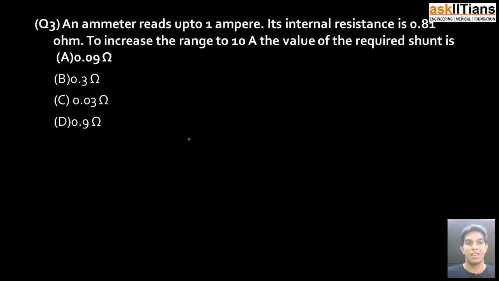Third question states, an ammeter reads up to 1 ampere. Its internal resistance is 0.81 ohm. To increase the range to 10 ampere, the value of the required shunt is. It's given that I have an ammeter of 0.81 ohm resistance. It can take up to 1 ampere. Now I want to increase its intake to 10 ampere. So I apply a shunt.